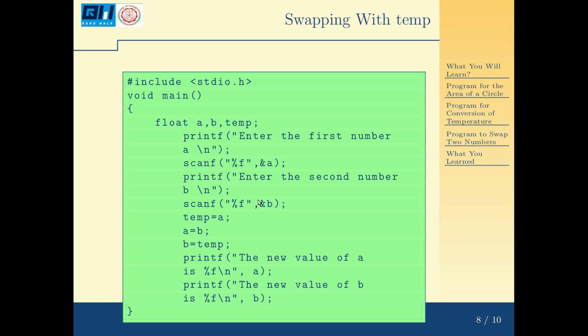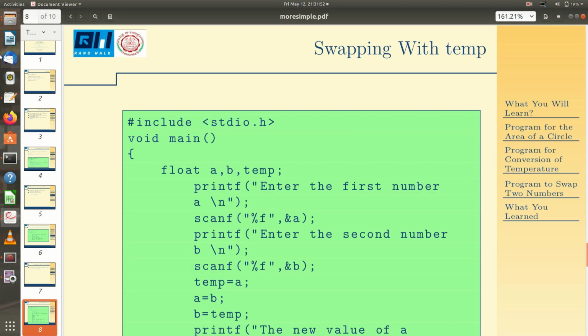Now A and B are in place in the memory locations. What I do is, I make temp equal to A, A equal to B, and B equal to temp. So whatever value is in A is put in temp, whatever is in B is put in A, and whatever is in temp is moved to B. So the values of A and B are swapped. The new values are written here: the new value of A and the new value of B with %f. Now we will run this code.